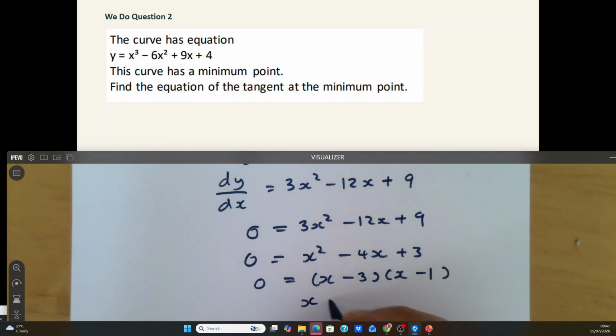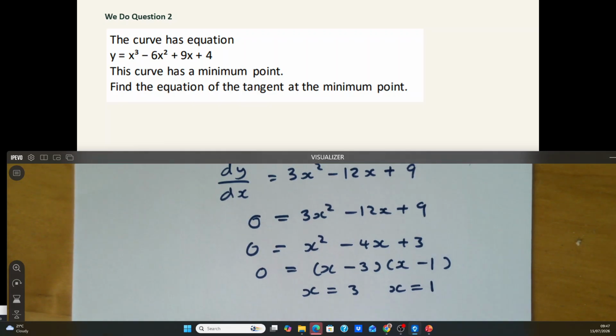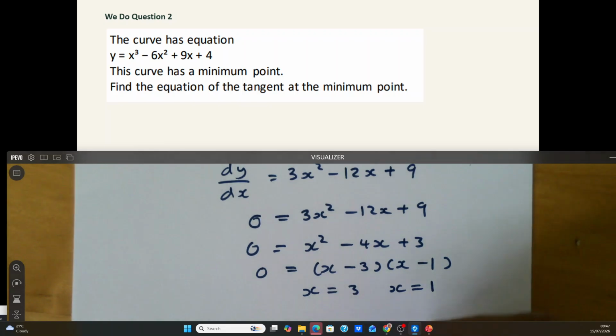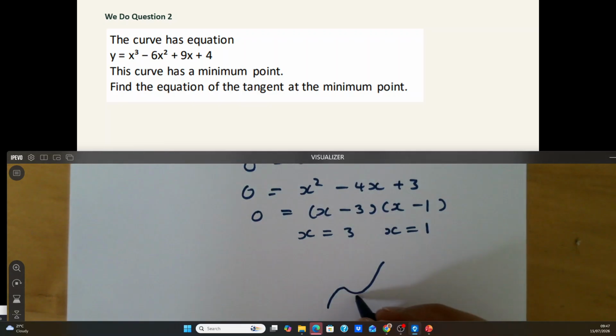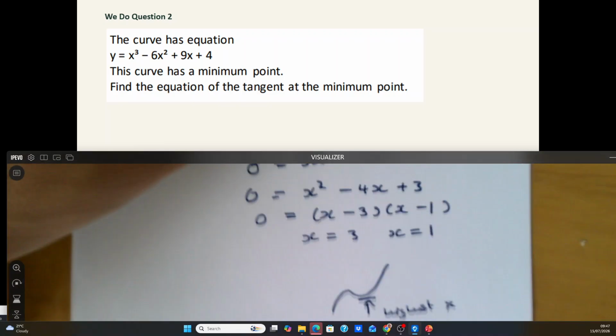So x equals 3 or x equals 1. Now, if you're doing the IGCSE further maths, you would do this differently because you'd do a double differentiation to find out if it's a minimum or maximum. But as this is an IGCSE question, we know a cubic looks like that. So the second, or the highest x, must be the minimum. So the highest x is x equals 3.